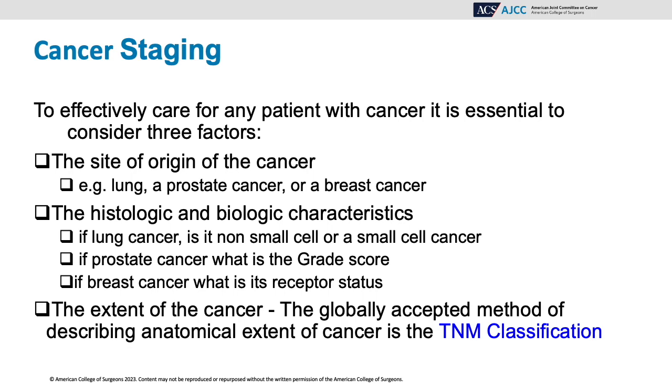Second, we want to know a bit about the histologic and biologic characteristics of the tumor. For example, in lung cancer, is it a small cell or a non-small cell cancer? In prostate, what is the grade score? And in breast cancer, things like the receptor status are very important. Third is the extent of the cancer. The globally accepted method of describing anatomic extent of cancer is called the TNM classification system.